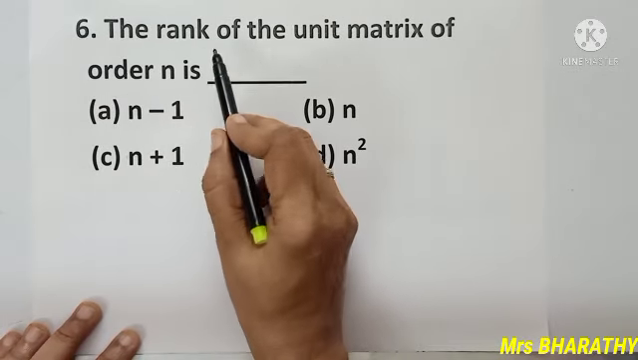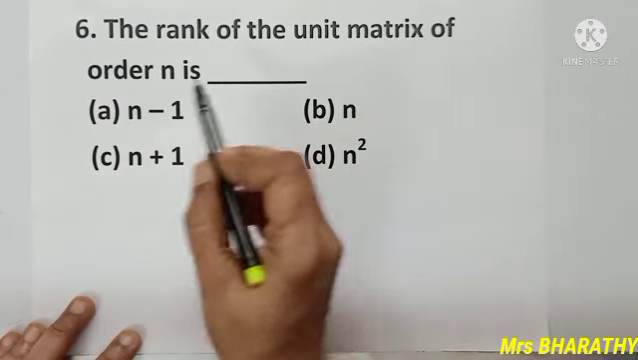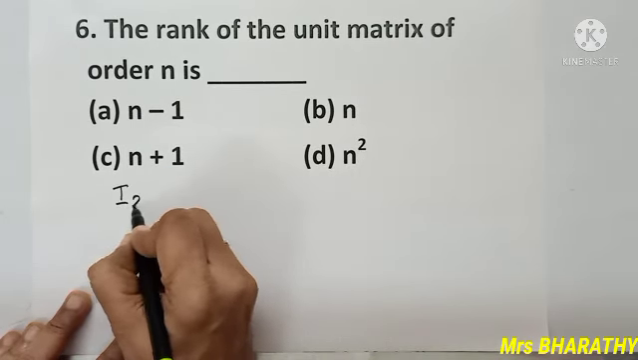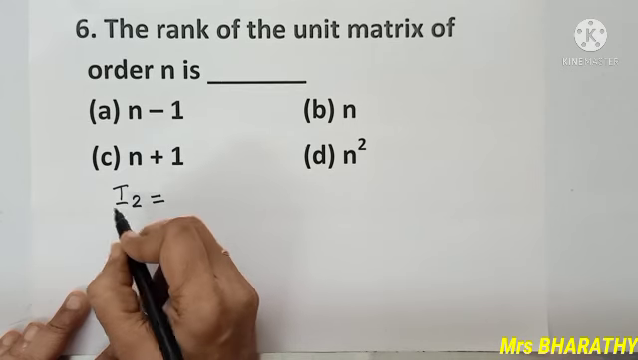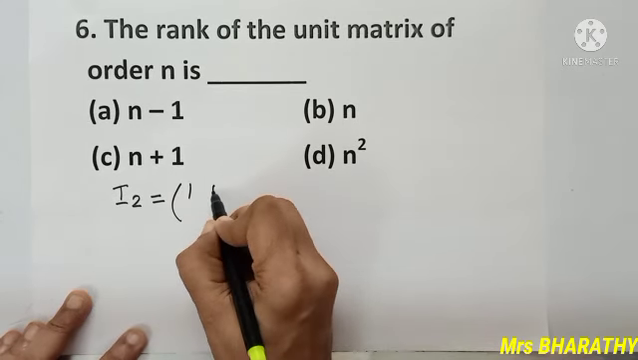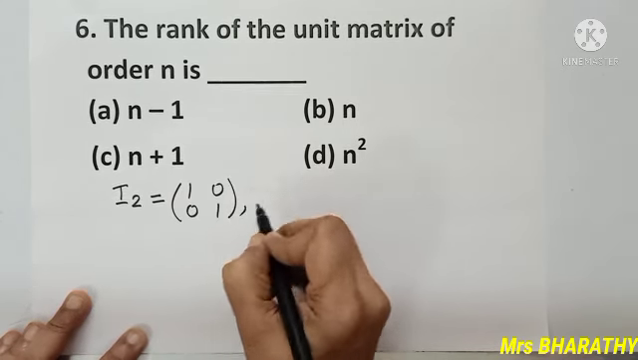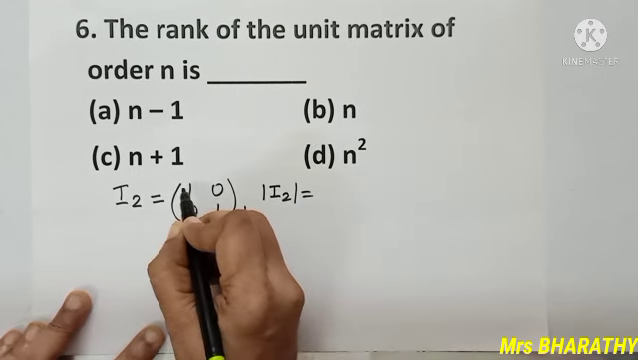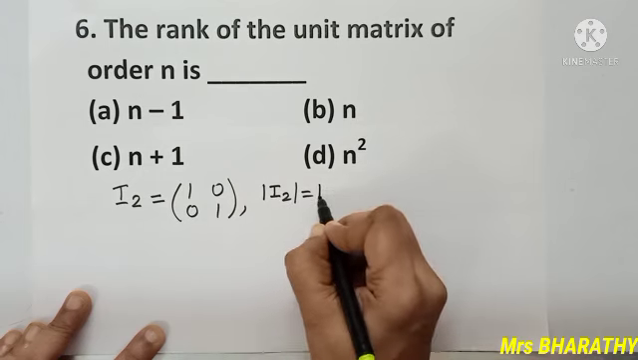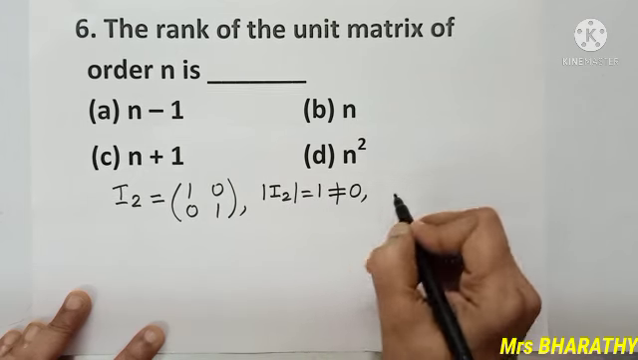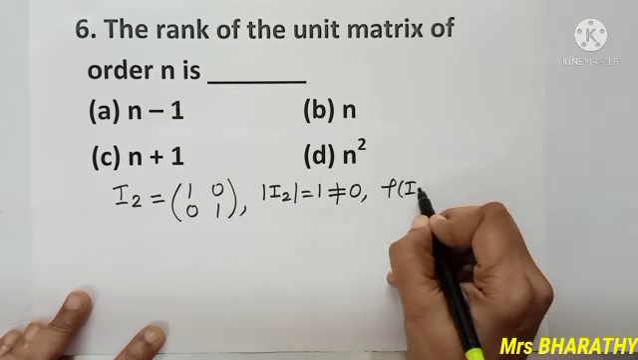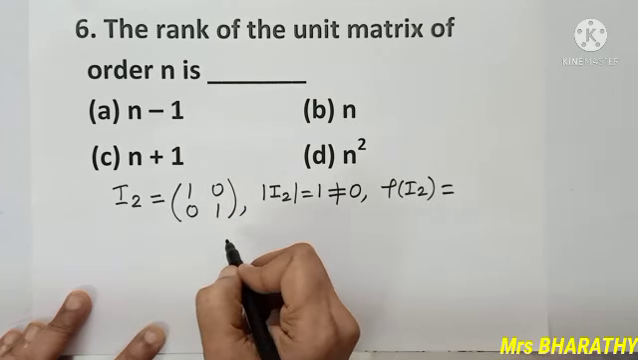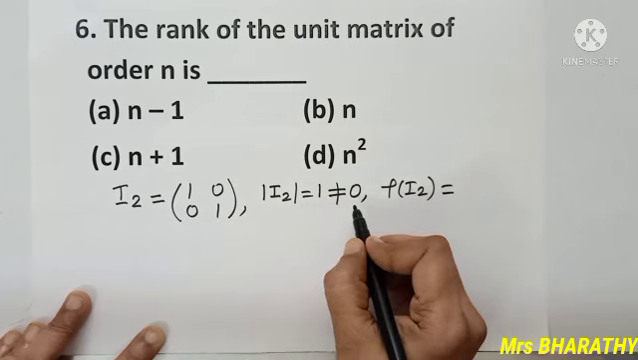Question number 6. Rank of the unit matrix of order n. We know I2, the second order unit matrix 1, 0, 0, 1. What is the determinant of I2? It is 1 minus 0, that is 1, which is not equal to 0, and the rank of I2. There are 2 rows, 2 columns. The determinant is not 0.